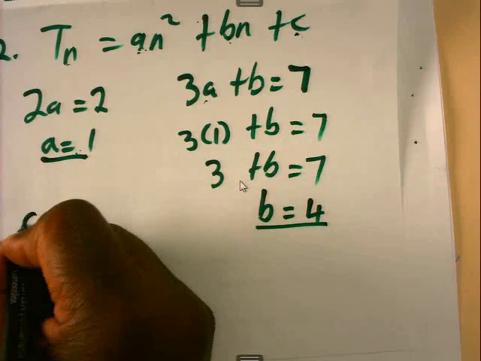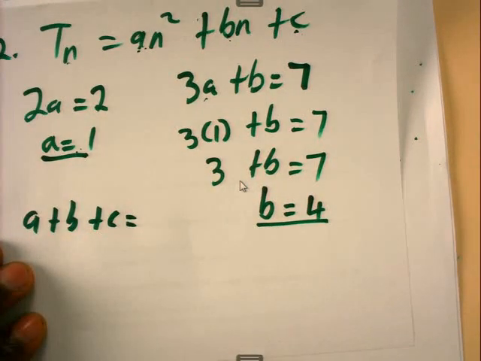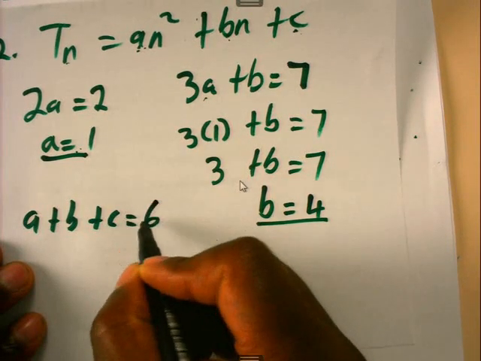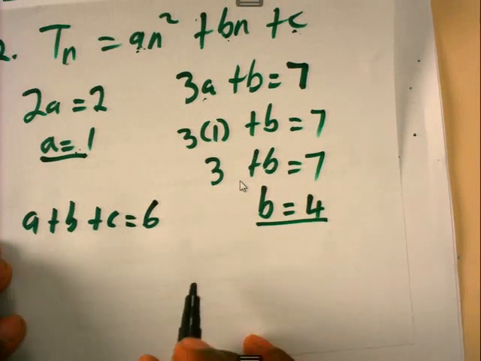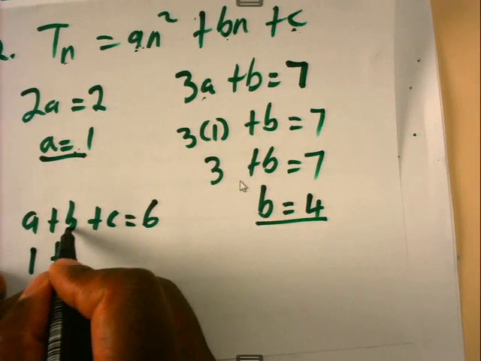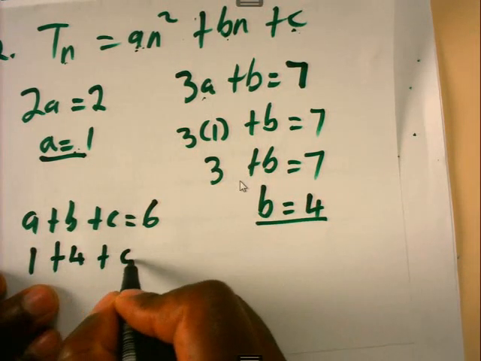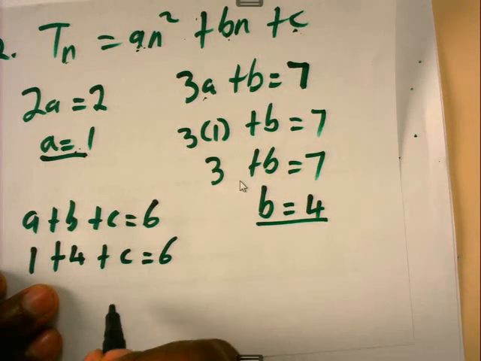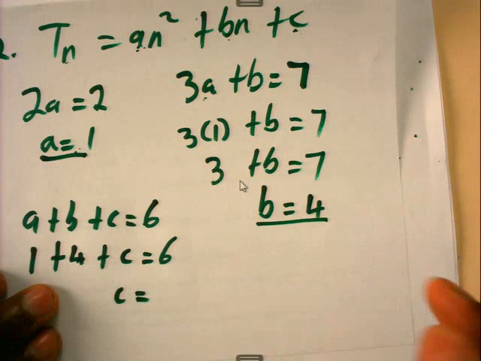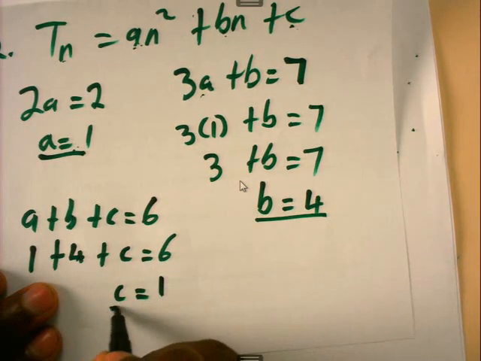Remember, we said a plus b plus c is equal to the first term of the pattern. So the first term of the pattern is equal to 6. Now let's substitute. Remember, a is 1, plus b is 4, plus c. The answer must be 6. Now we have to solve for c. 1 plus 4 gives us 5. This 5, transpose it to the right. You'll be left with 6 minus 5, which will give you 1.